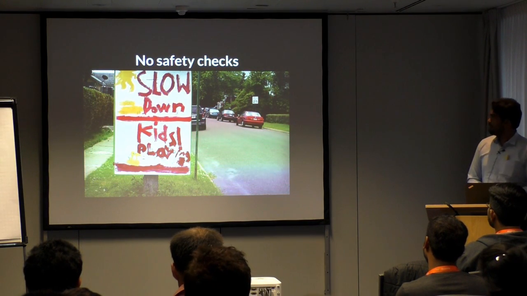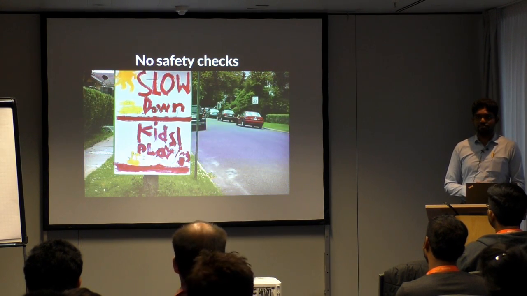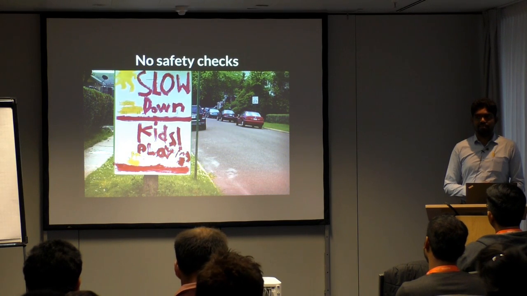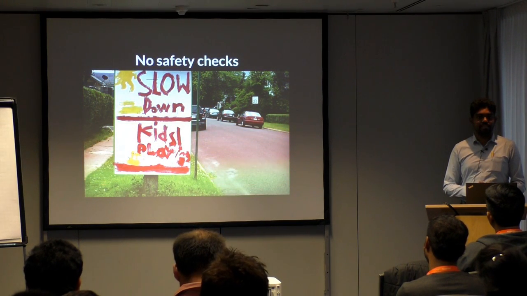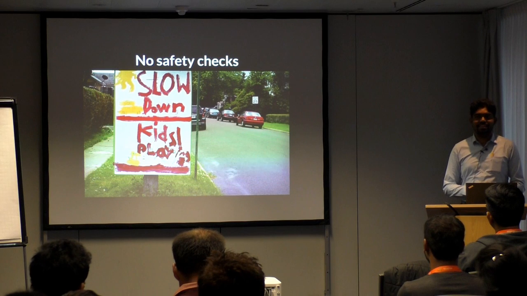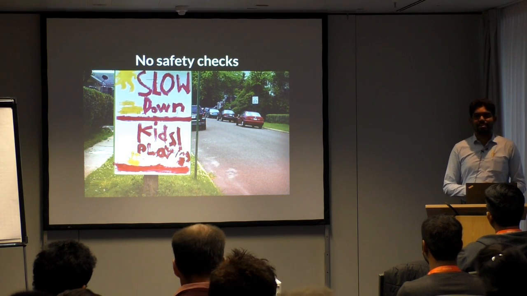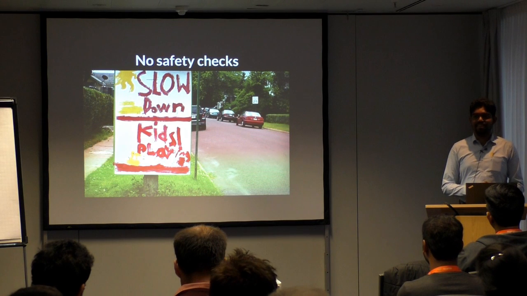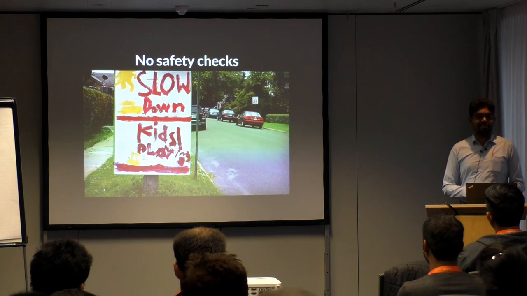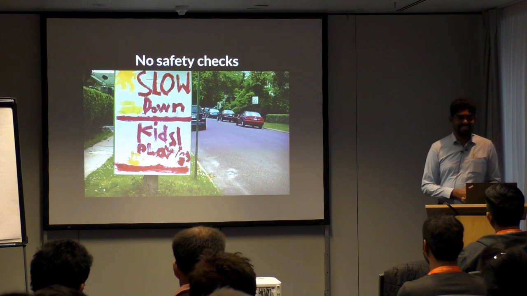We really don't have any safety checks. Things can break when we release, and we find that out one week after we released, because somebody emails the mailing list saying, hey, we're having a memory leak with this particular release, with this particular component. Can you guys figure out what's wrong? And we figure out, oh no, we shipped something bad.